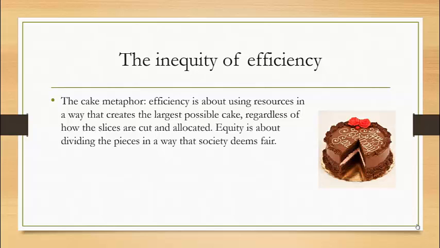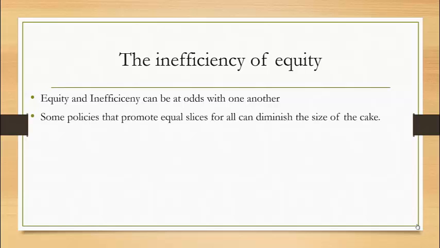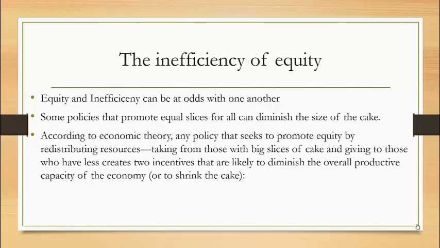But to reiterate, the key is that an efficiency consideration wants just the most benefits, period. And an equity consideration wants those benefits to be distributed in a fair way, and the costs as well to be distributed. The challenge is that equity and efficiency can be at odds with one another. Some policies that promote equal slices for all can diminish the size of the cake. And this happens, according to economic theory, for a variety of reasons.